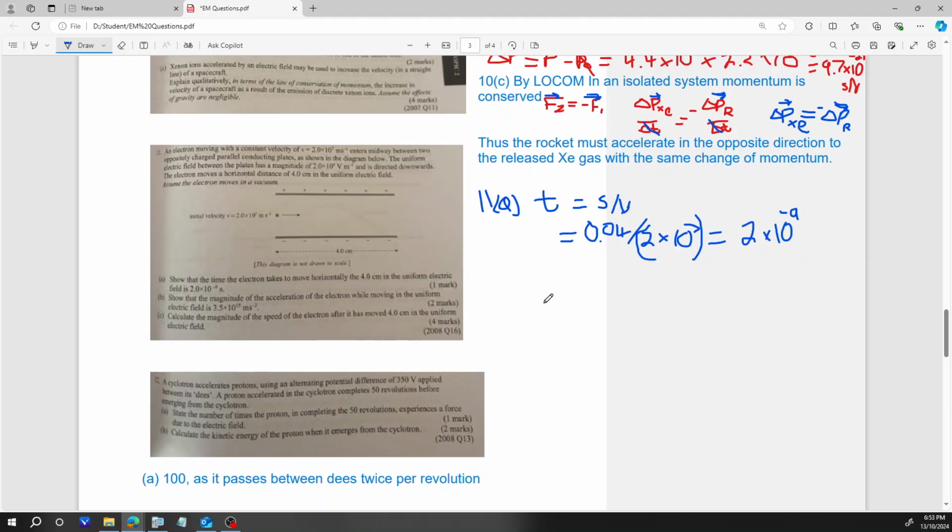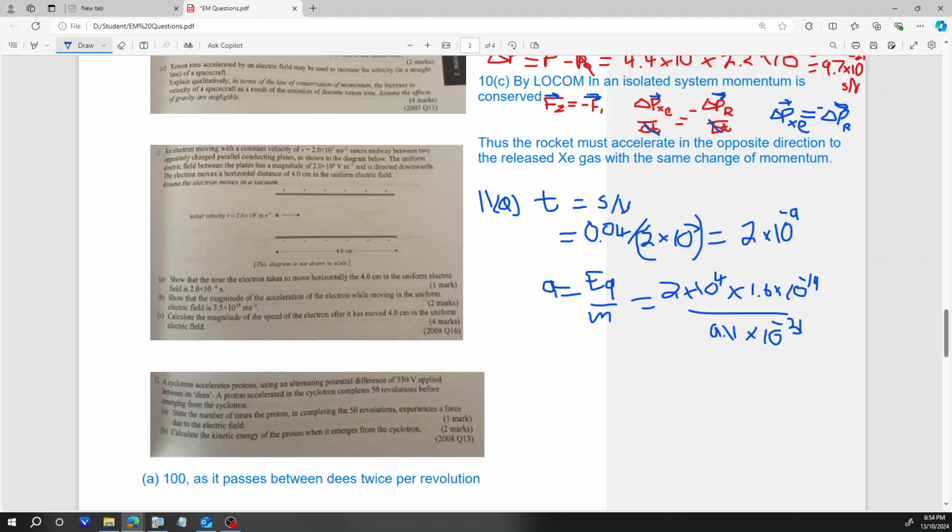Show the magnitude of the acceleration of the electron moving in the electric field. Okay, we have another electric field strength one, so acceleration can be expressed as, we've done a few of these already, so we just go through it, E Q on M. Okay, and we've got electrons, so that is 2 times 10 to the 4, times 1.6 times 10 to the minus 19, over 9.11 times 10 to the negative 31.